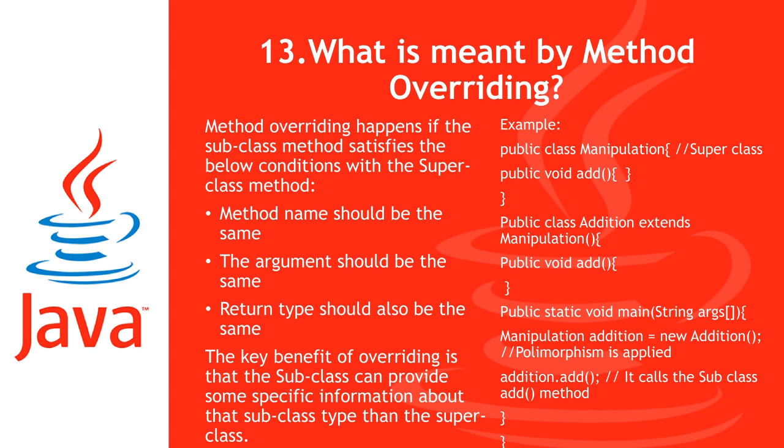What is meant by method overriding? Method overriding happens if the subclass method satisfies the below conditions with the superclass method. Method name should be the same, the argument should be the same, return type should also be the same. The key benefit of overriding is that the subclass can provide some specific information about that subclass type than the superclass.